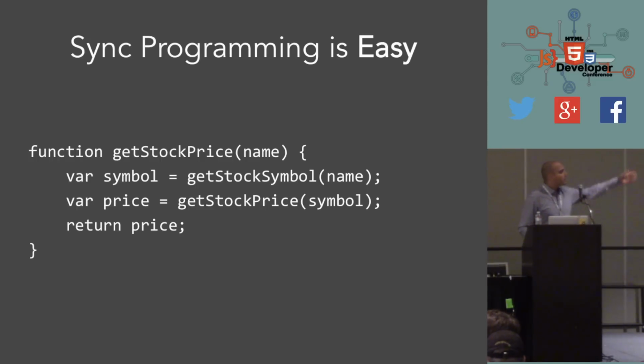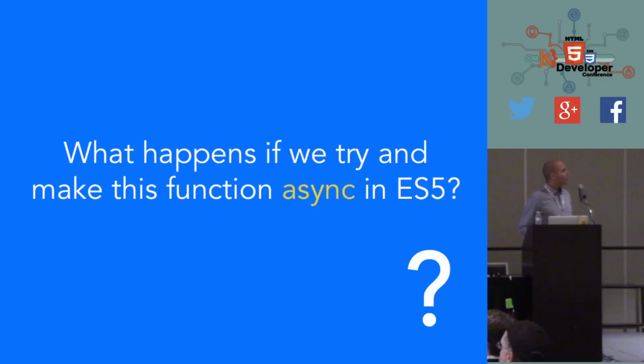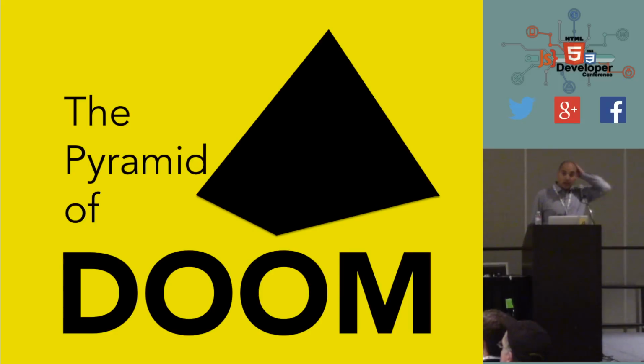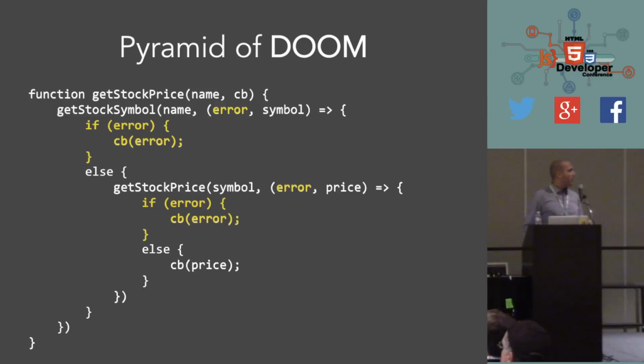Here's a great example of some synchronous programming that's just real easy, right? We love it when programming is this easy. It's synchronous. I call this function. I call that function. I return the result. It's great. But what happens if I try, in the old world in ES5 without the help of any kind of promise library, to make this algorithm async? Well, I find myself in the pyramid of doom. What does the pyramid of doom look like? Those who are Node programmers have probably seen this before.